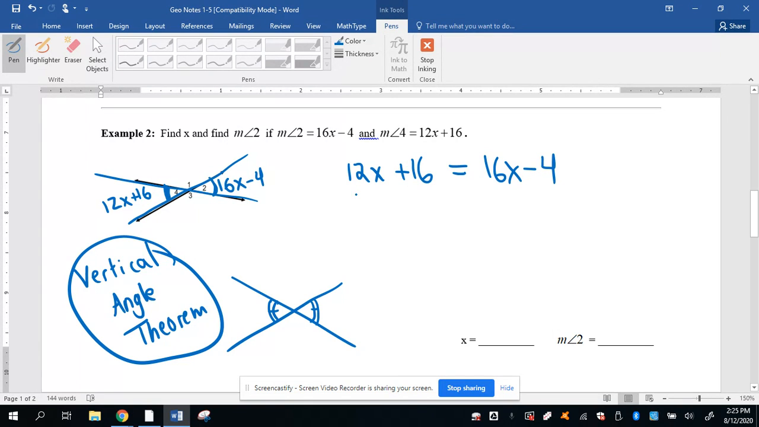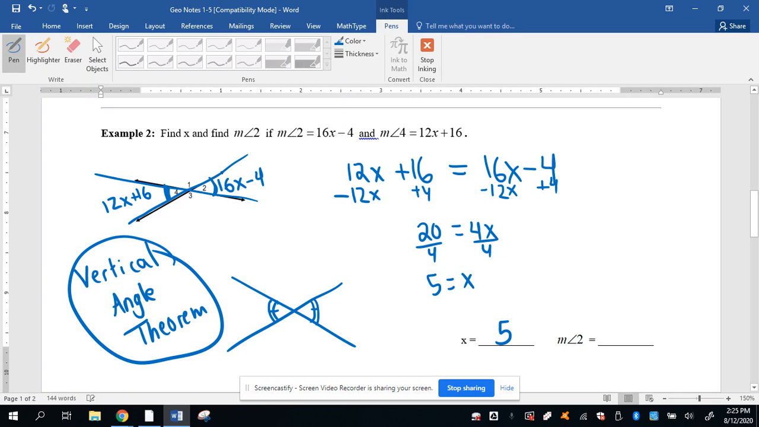Okay, let's solve for x. So subtract 12x from both sides. Add 4 to both sides. So we get 20 equals 4x. Divide both sides by 4 and we get 5 equals x. So that's one of our answers.